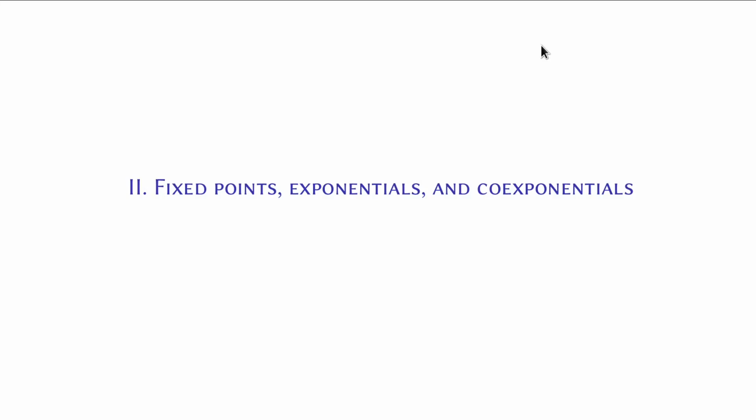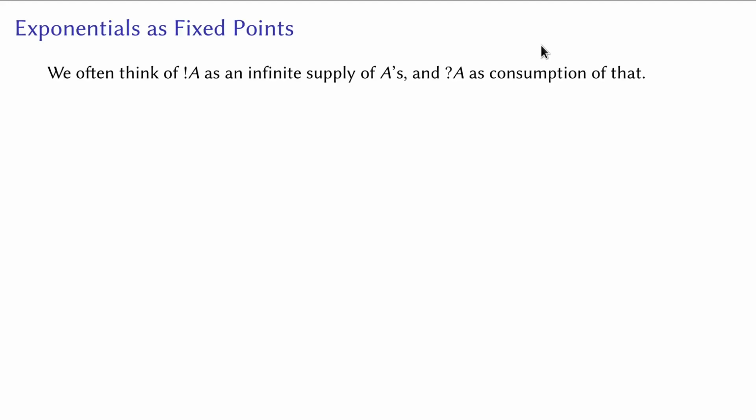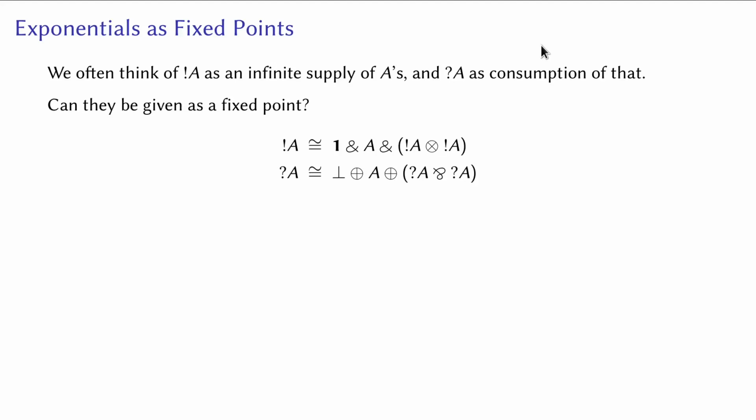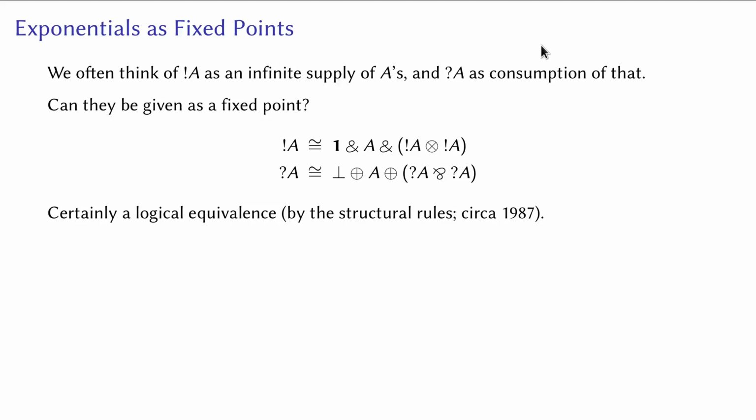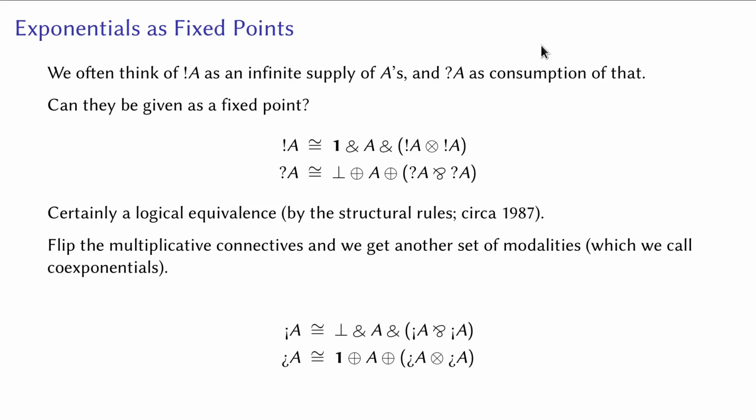We often think of bang A as infinite supply of A and question A as consumption of that. It is therefore very natural to try to encode them using fixed point. Indeed, this encoding gives a logical equivalence. Now, if we flip the multiplicative connectors in the encoding and get another set of modalities, which we will call co-exponentials, the question is, what's the difference between these two kinds of modalities, and are co-exponentials useful at all?